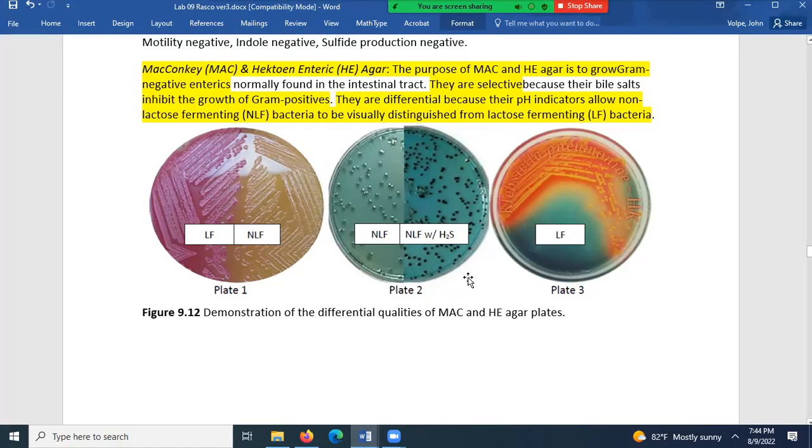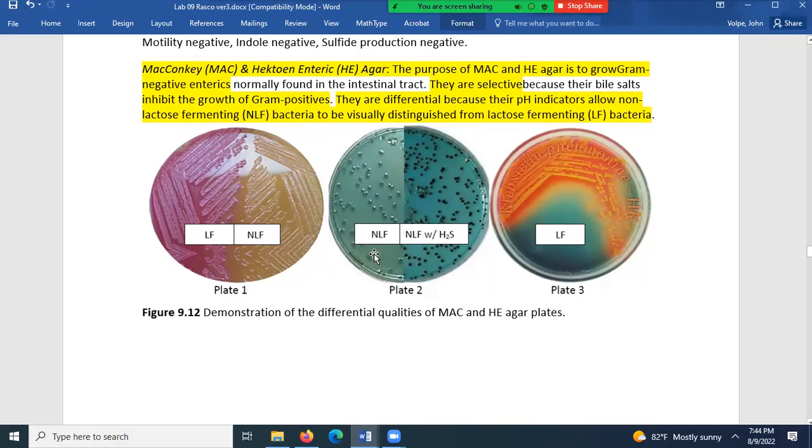For HE plates, if the sugar lactose is metabolized, it'll turn salmon color. If the sugar lactose is not metabolized, it will be a non-salmon color, generally off-white or white, but it'll depend on what color the bacteria is. Remember, on HE plates, you can look to see if the colony is black, in which case hydrogen sulfide was produced.